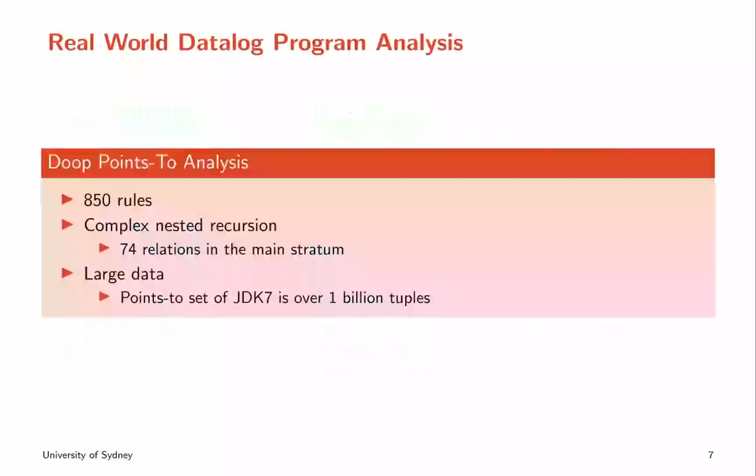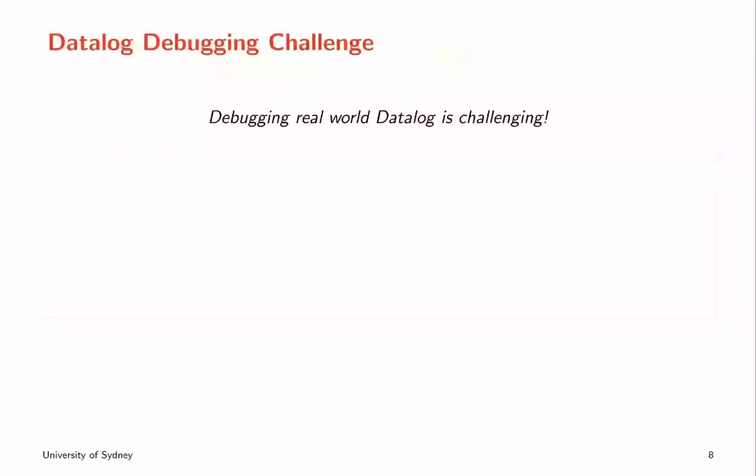So this was obviously a very simple example of Datalog. But if we look at real-world analyses like DOOP, we see that DOOP contains 850 rules with really complex nested recursion. And for larger benchmarks, it can even produce outputs of over 1 billion tuples. So we need these modern fast Datalog engines which can handle these complex Datalog programs. But these modern engines mostly lack debugging facilities. So debugging these large complex Datalog programs can be quite challenging.